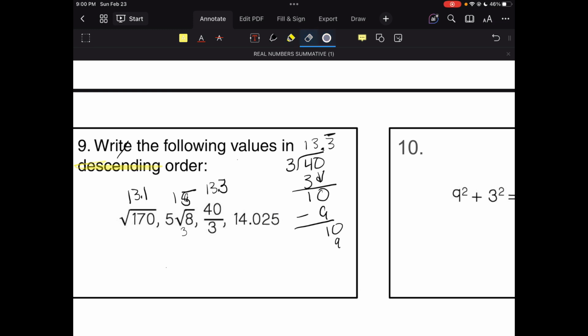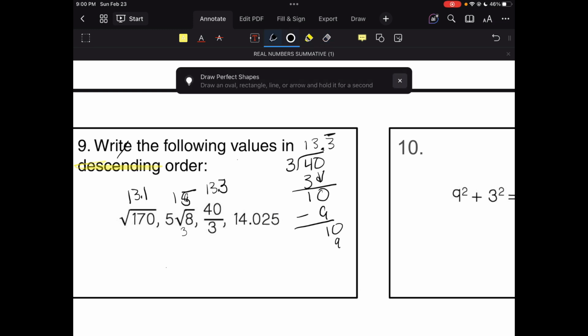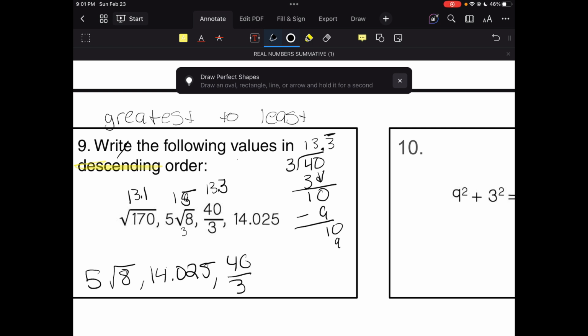So now we will write them in descending order. Descending order means greatest to least, not least to greatest. I did give half credit if you wrote it from least to greatest, but descending means biggest to smallest or greatest to least. And in that case, it would be 5 times the square root of 8, and then 14.025, then 40 over 3, then the square root of 170.